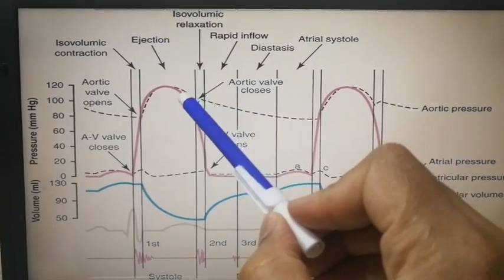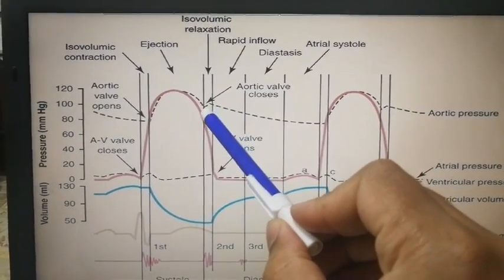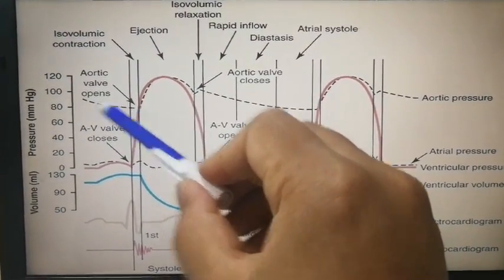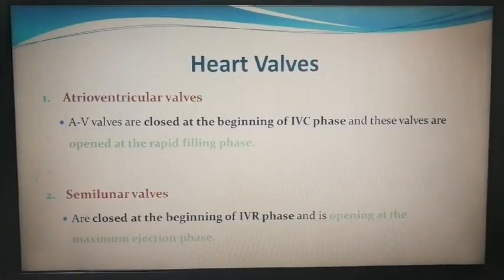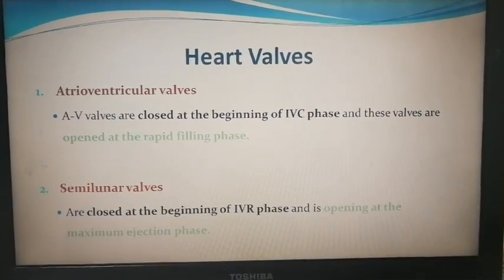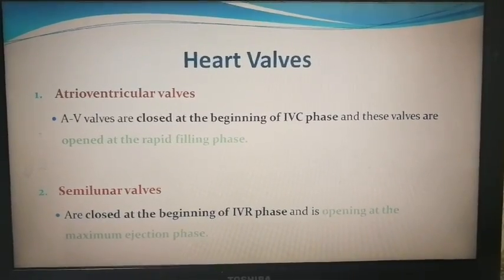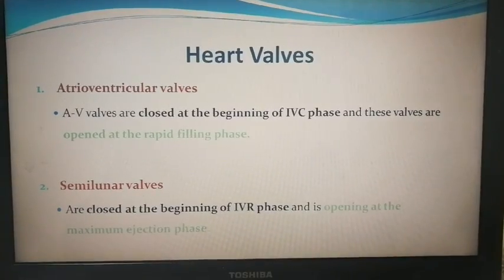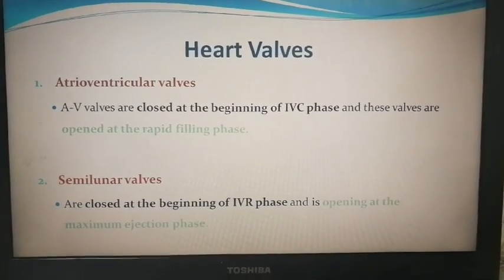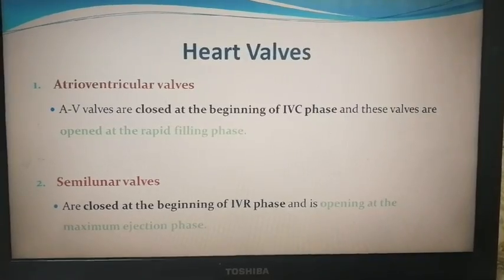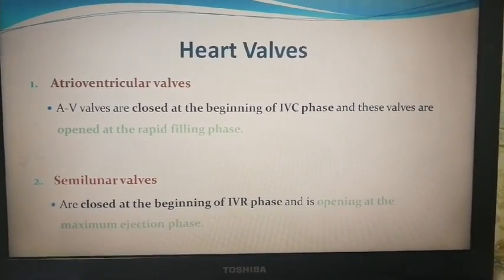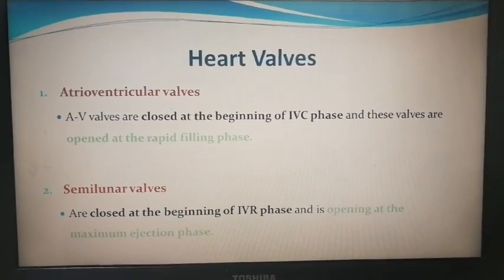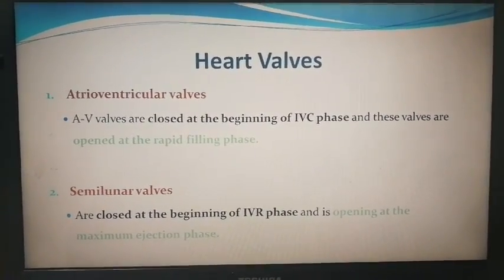Aortic valves are closed when the ejection period is over, and they are open when the ejection period starts. At the beginning of isovolumetric relaxation they are closed, and at the beginning of the ejection phase they are open. So two are AV valves, and semilunar valves are also two in number: one is the aortic valve and the other is the pulmonary valve.